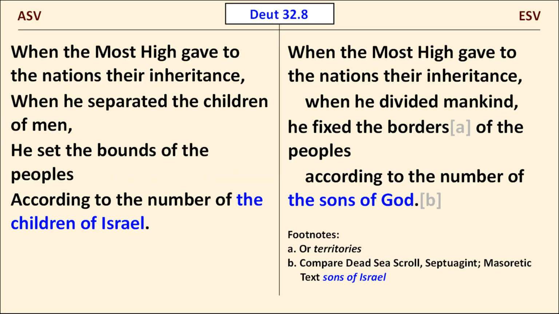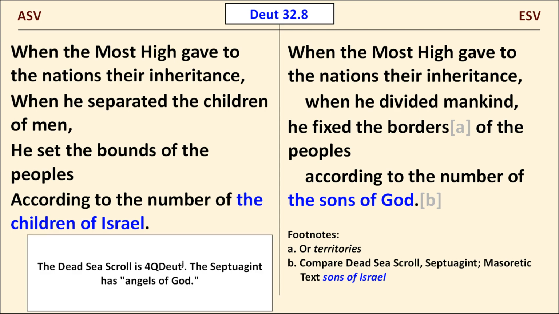Here in Deuteronomy 32:8, the American Standard Version translates the Masoretic text as the children of Israel, but the English Standard Version has sons of God. Where did that come from? The English Standard Version is following a scroll found in Cave 4 at Qumran, Scroll J of Deuteronomy. The reading from the Septuagint is similar. It has angels of God.